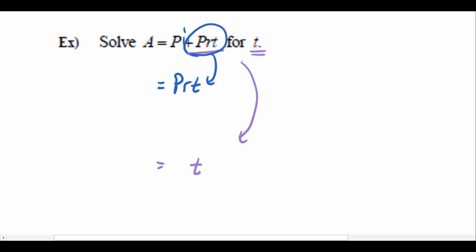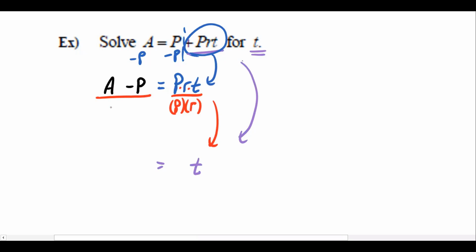So we can do that by zeroing out or getting rid of the P on the right. So we do that by attaching a negative P term on the left side. And then finally, to get T by itself, we notice we want to get the factors of P and R canceled. So this is P times R. When variables are right next to each other, they are multiplication.